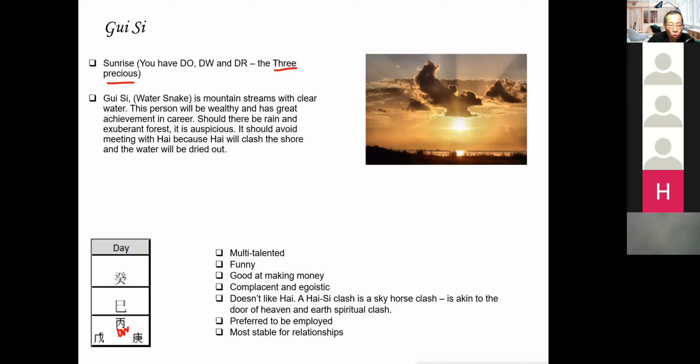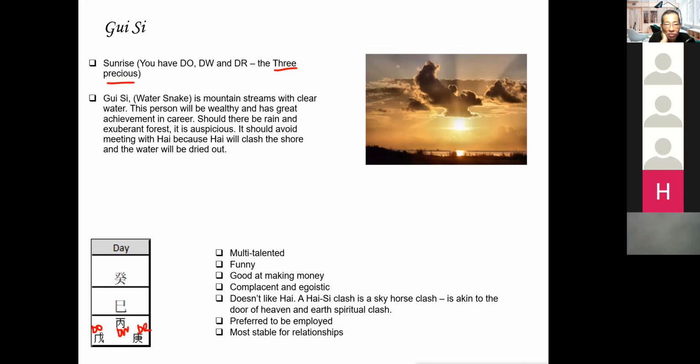Wu Earth, what is Wu? Wu is Earth, and Earth controls water. As Earth controls water, Wu Earth controls Gui water. Wu Earth is the direct officer. Keng is metal. Metal produces water. So Keng metal produces Gui water, which is direct resource.